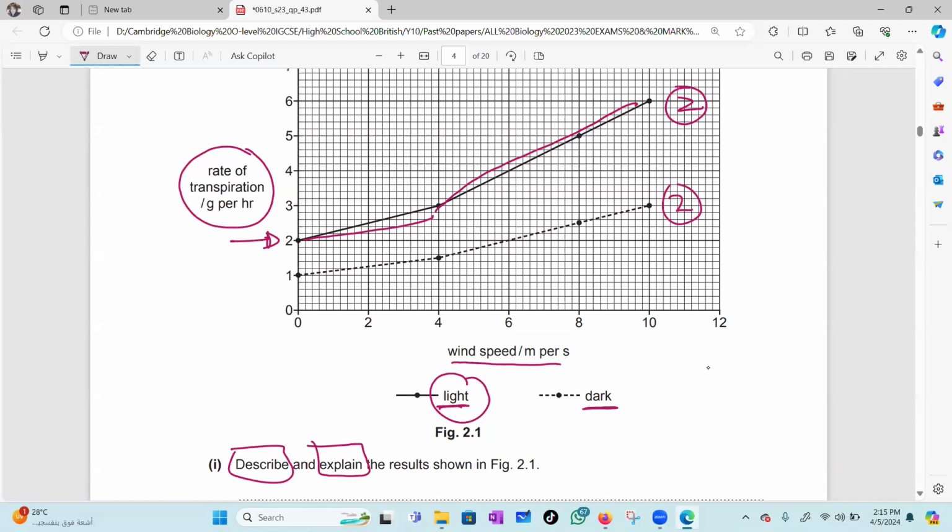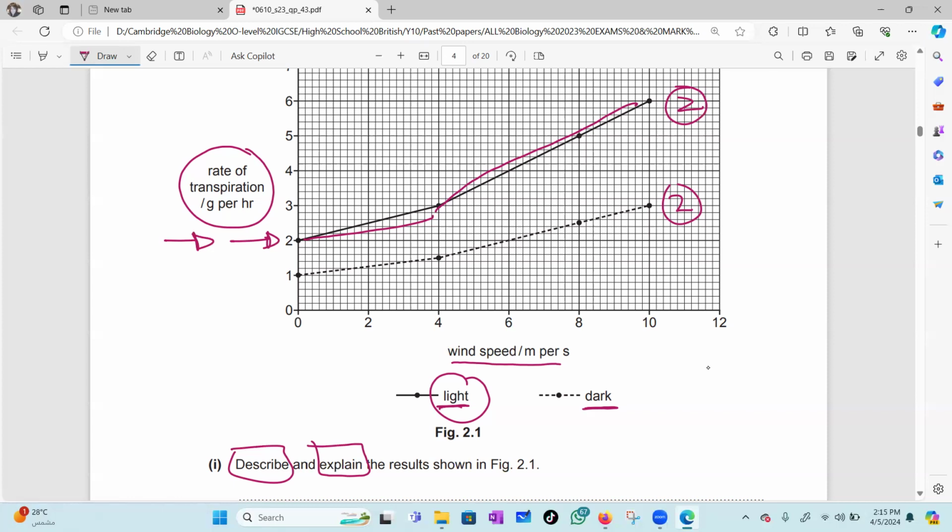I want an answer. I don't want silence. Who will describe the first solid line? What will you say in describe? As the wind speed increases, the rate of transpiration increases. Thank you so much. This is not enough. You have to give numbers. You have to quote from the graph.